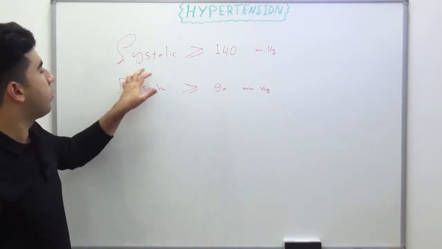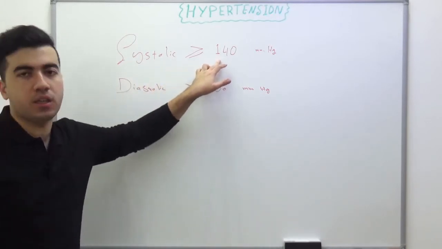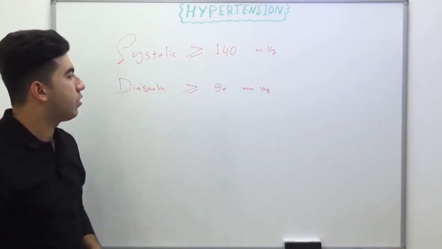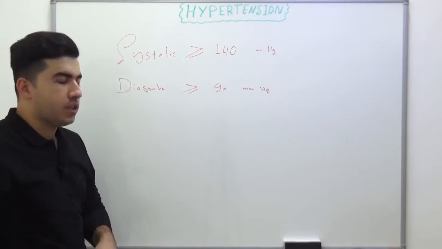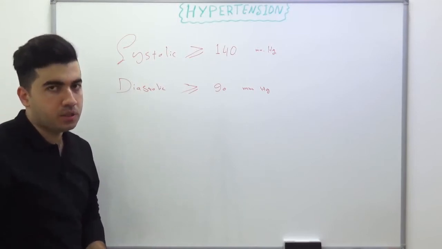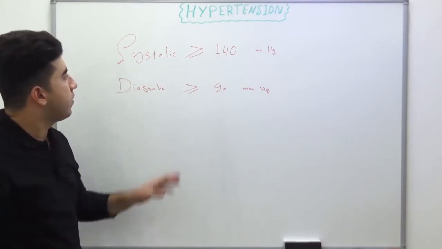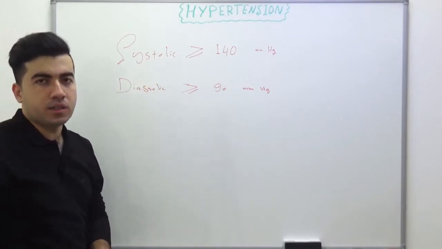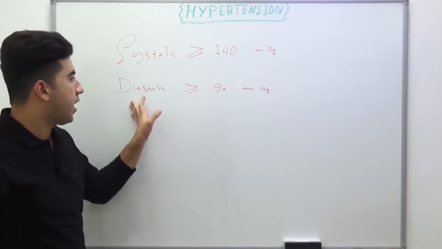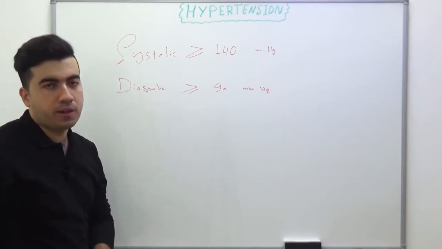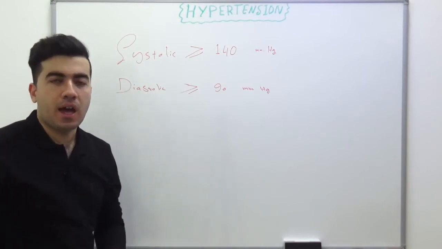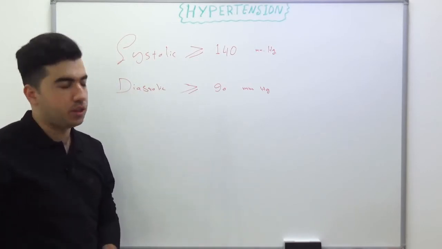When the systolic value is equal to or greater than 140, and also when the diastolic blood pressure is equal to or more than 90 millimeters of mercury. If someone has only systolic elevation of the blood pressure, it's regarded as hypertension, even when the diastolic blood pressure is lower than 90. And these patients are said to have isolated systolic hypertension.